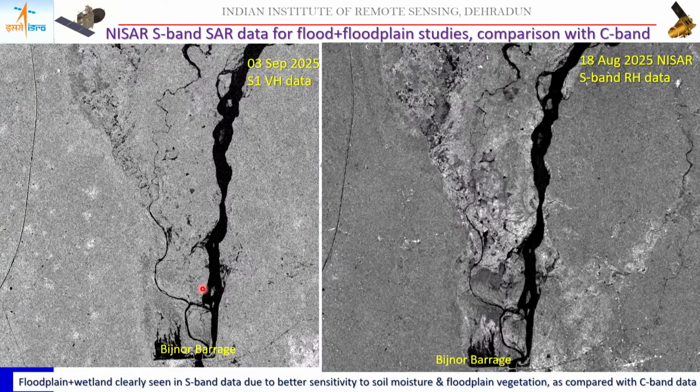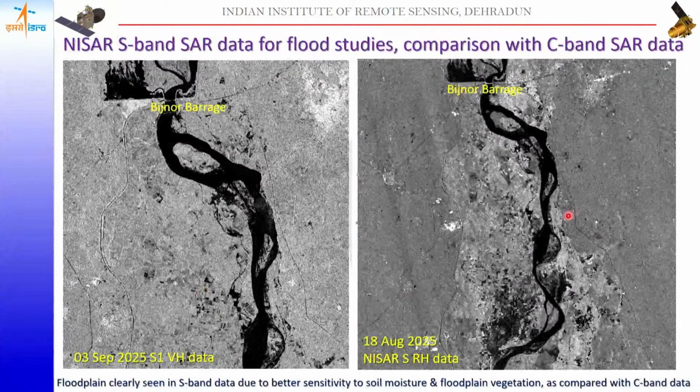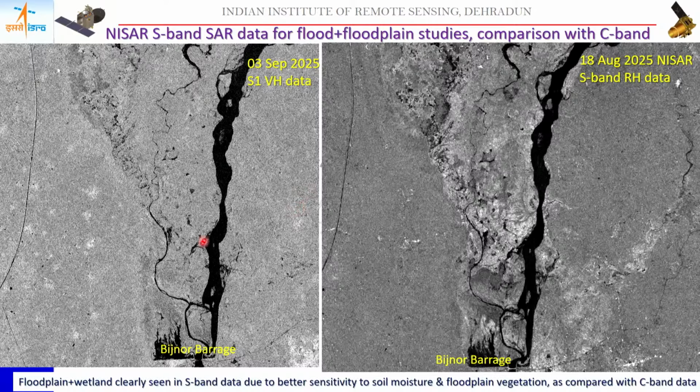And this is below the Bijnor barrage, and this image is above the Bijnor barrage, where a natural wetland has been constructed. This is Sentinel VH data. This is NISAR S-band RH data. So you can easily identify the floodplain areas, both for the tributary as well as for the main Ganga river. It has been very clearly marked in the NISAR datasets.